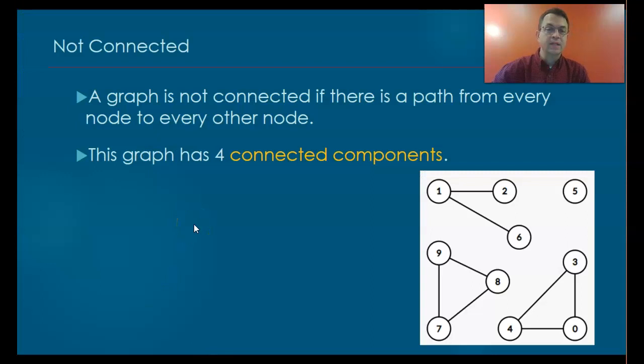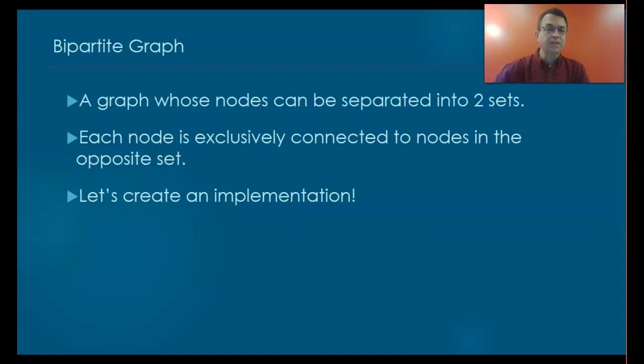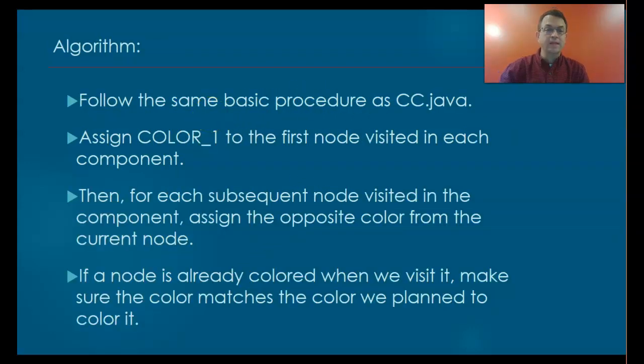Okay, so now that we understand how that works, let's go and talk about a bipartite graph. Again, a bipartite graph is a graph that can have all the nodes subdivided into 2 sets such that each node in a given set is only connected to nodes in the other set. And so we would say that we can color the graph with 2 colors such that 2 nodes with the same color are never connected to each other. So our algorithm is actually going to be surprisingly similar to cc.java.